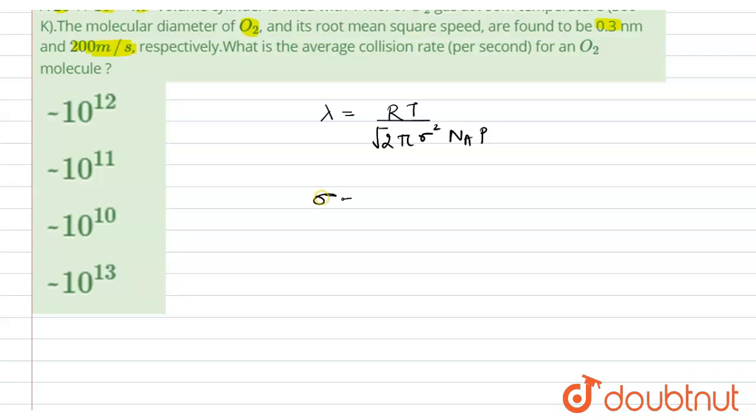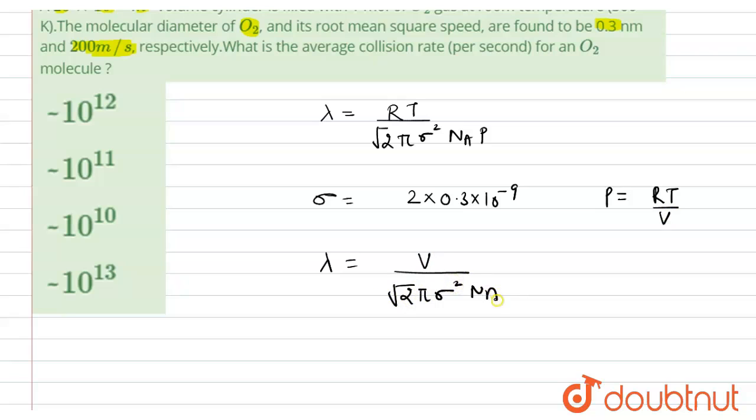So we have given sigma equals to 0.3, so we can use this value as 2 into 0.3 nanometer, means 10 raised to power minus 9. Now use this formula, and here velocity is 200 meter per second. So now use this formula, find the value of lambda, and use P equals to, using ideal gas equation, RT divided upon V. So lambda will become V divided upon root 2 pi sigma square Na.